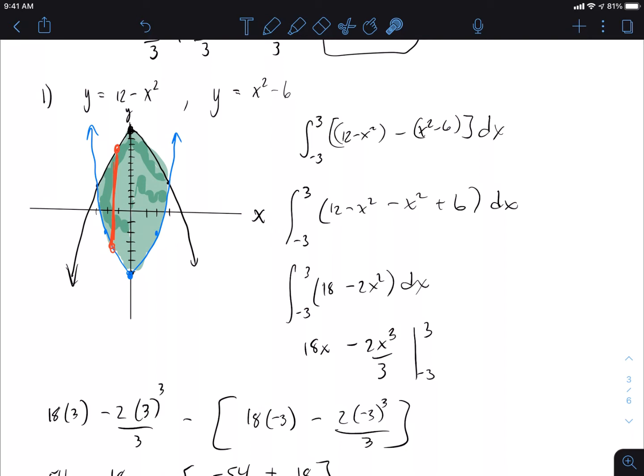So here's an easy way to figure it out. When you're unsure, let's pick a value. Okay, how about x is 0? What's 12 minus 0? 12. What's 0 minus 6? Minus 6. What's bigger, 12 or negative 6?